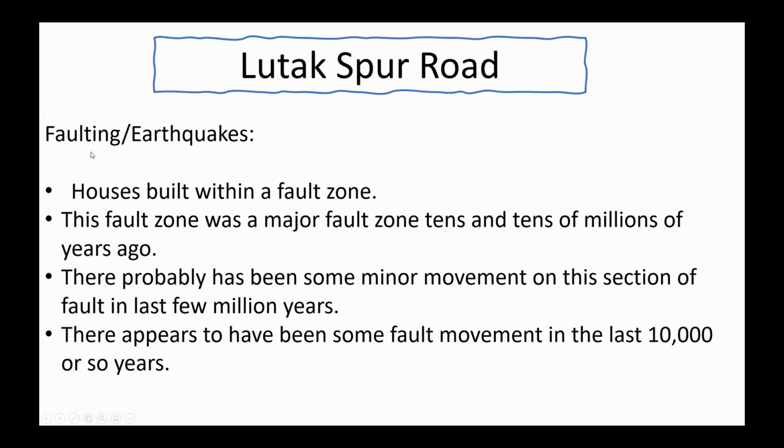So here's what we can say. The houses are built in a fault zone. The fault zone was a major, major fault zone tens and tens of millions of years ago. I don't know exact dates. There has been probably some minor movement on those faults within the last few million years. And there's been at least some movement in the last 10,000 years on that one little bit right over there. So these people have their houses on a fault that at one time was equivalent to the San Andreas Fault. It is no longer equivalent to the San Andreas Fault, but it is still a break in the earth and it can jiggle sometimes.